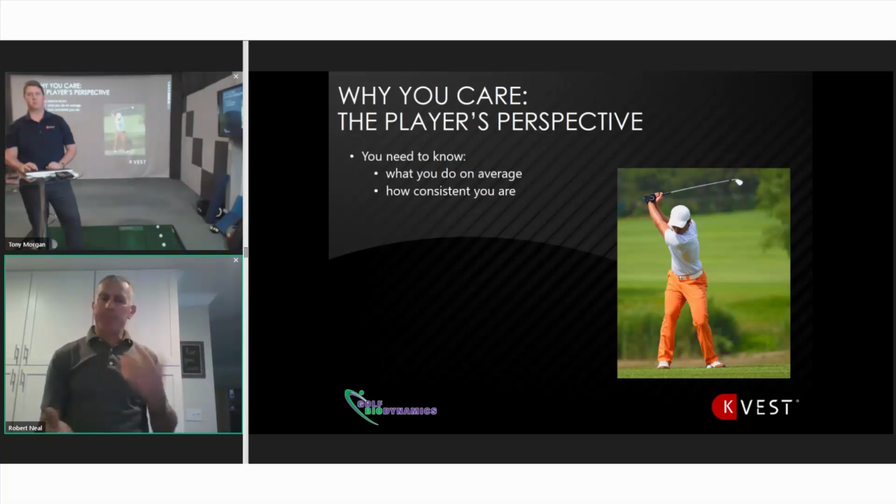So I'll break it down into real simple things for a player. It doesn't necessarily need to be 3D data here. Let's say you've got a 7-iron in your hands and you hit that club 165 yards on average. That's your carry distance, right? But how consistent are you? Is this plus or minus 2 yards, or 1 yard, like a tour player? Or is it plus or minus 10 yards, like a typical club golfer? Or is it worse than that?